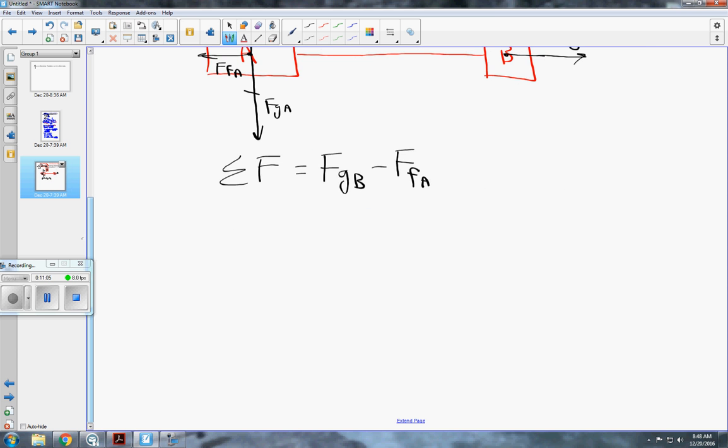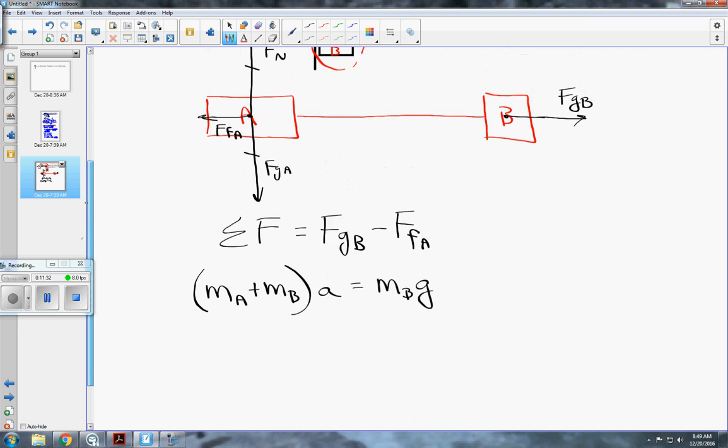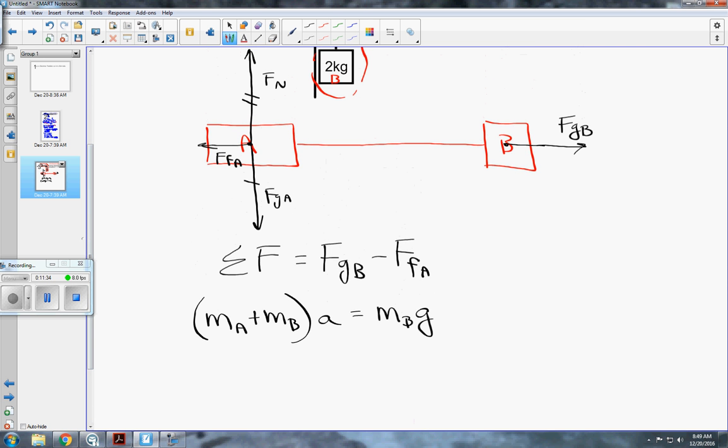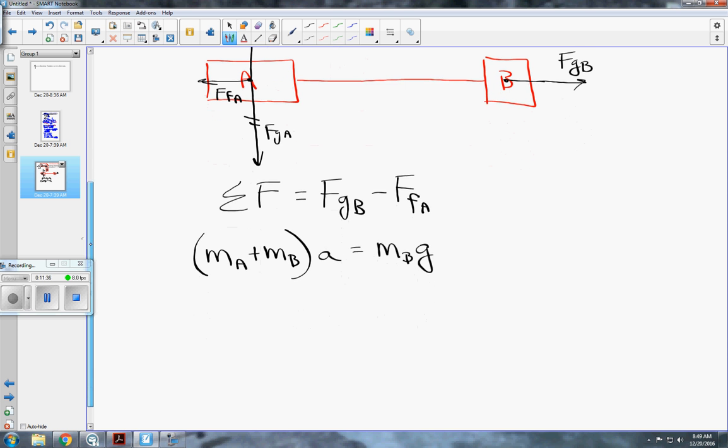And then I know that the sum of the forces is, according to Newton's second law, equal to mass times acceleration. But we have both masses in our system. So we take mass A plus mass B, and then we multiply that by the acceleration. And that's equal to the force of gravity on B, which is mass B times gravitational field strength. We don't include the mass A on this part because the force of gravity on A is canceled out by the normal force. So it does not contribute to acceleration.